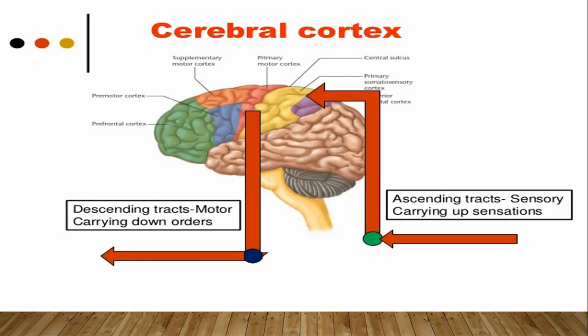Regarding the cerebral cortex, we know that there is a central sulcus, and in front of the central sulcus there is the primary motor cortex, the supplementary motor cortex, and the premotor cortex. The descending tracts are the motor tracts which carry information from the cerebral cortex downwards. And we also know that there are sensory tracts, or ascending tracts, which carry sensory information upwards.